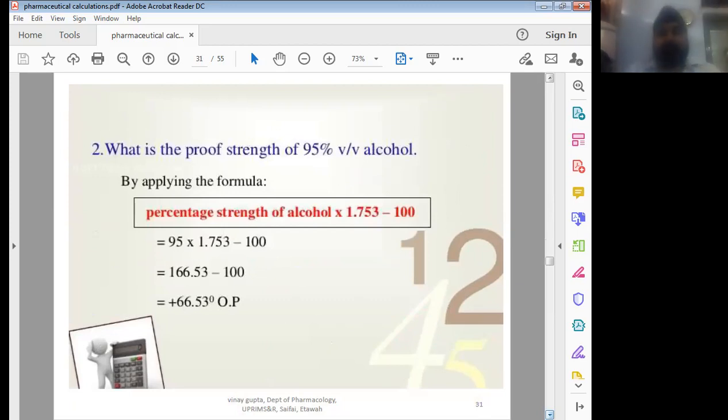Like one calculation, that is how to calculate the proof strength of 95% volume by volume alcohol. Now 95% is above 57%, so it would be overproof. This you should know. Then for calculating how much it is overproof, you will multiply the percentage strength with the factor 1.753 and deduct 100 from it. So when you calculate, the value would be 66.5 degrees overproof.